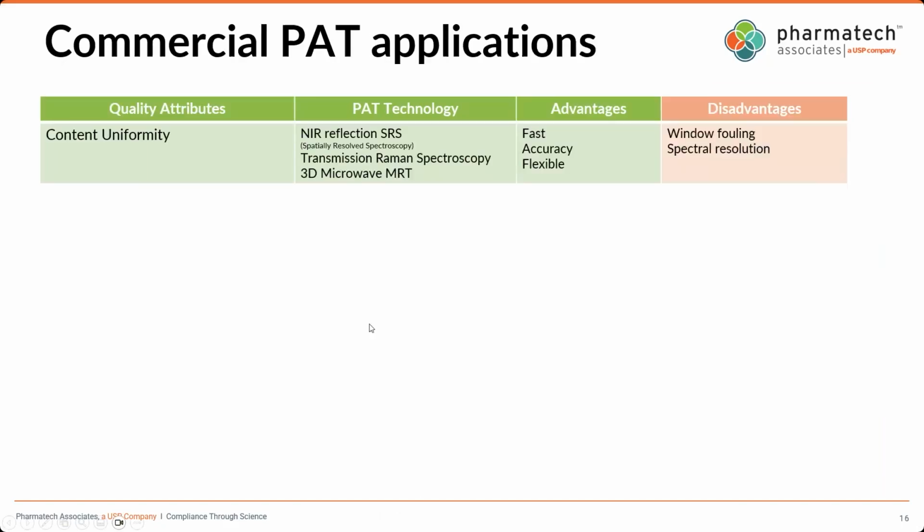But let's look into content uniformity, what's going on in this specific area, as we promised in our webinar title. So here you have specific NIR technologies, and they have to be fast and, of course, accurate. They have to give the opportunity that you can see the product you want to monitor. But as a disadvantage, you have window fouling and spectral resolution limitations. So if you look at this selection, what would you comment on the PAT technologies for content uniformity available today?